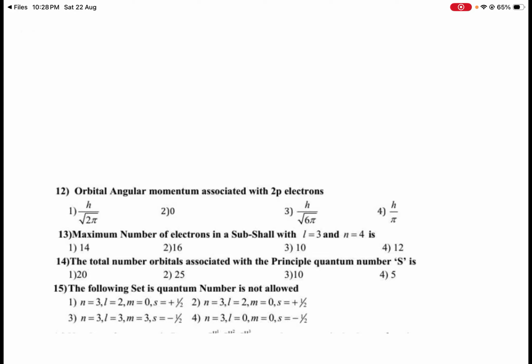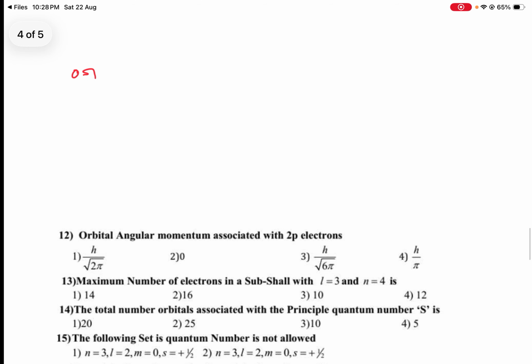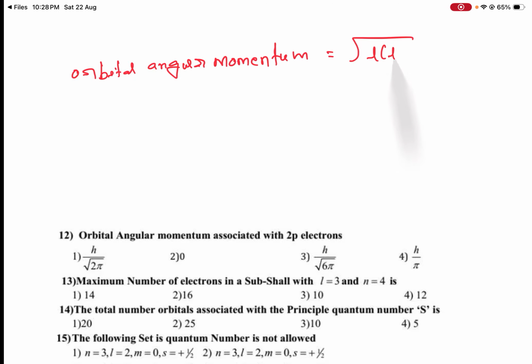Orbital angular momentum associated with 2p electrons is. Orbital means the L value. This is the azimuthal quantum number, also known as the orbital quantum number. Orbital angular momentum is given by root of L into L plus 1, times h by 2 pi.